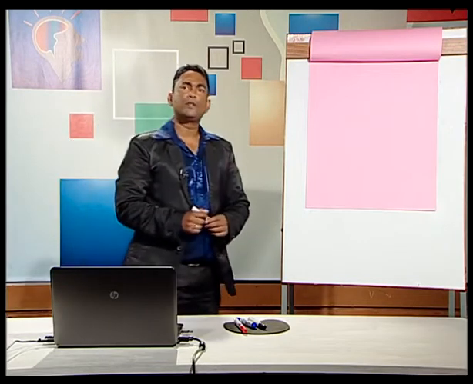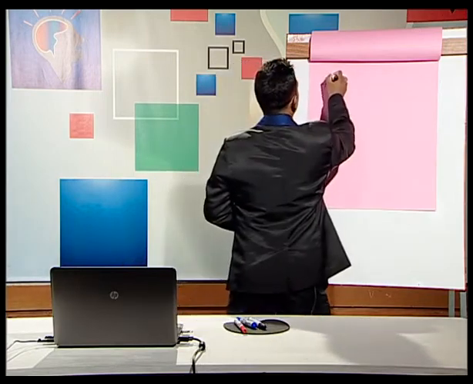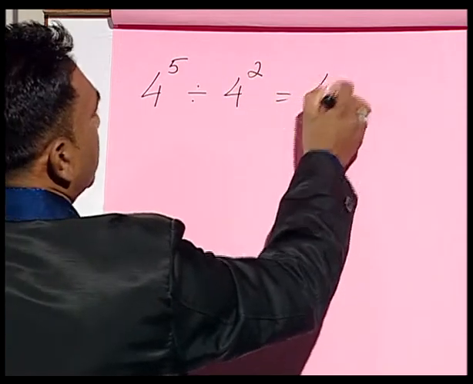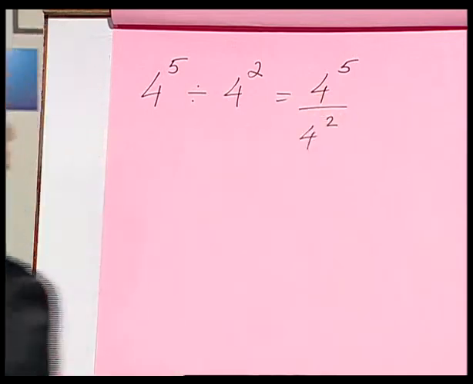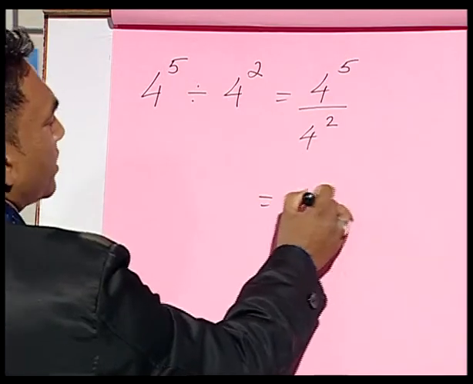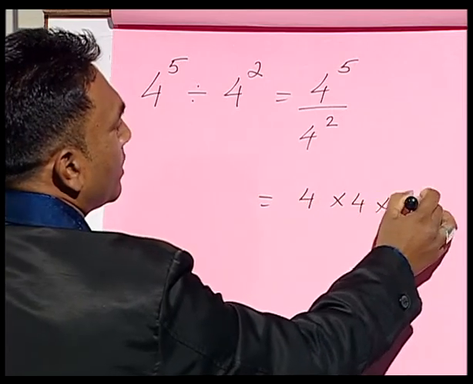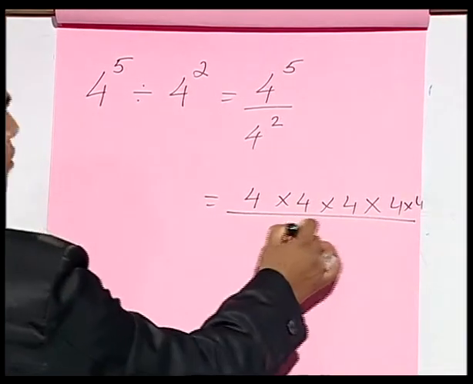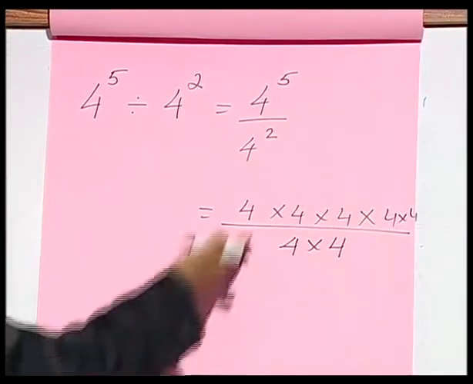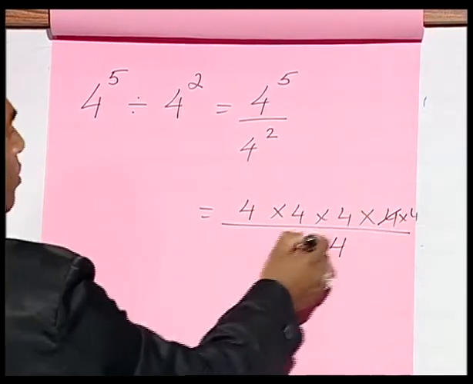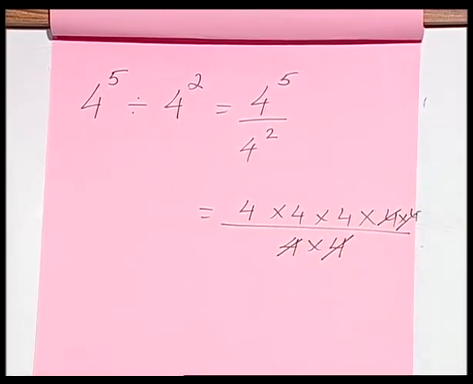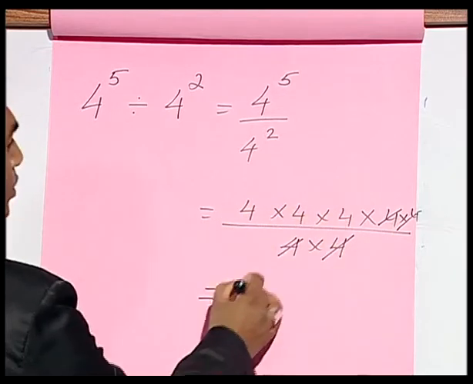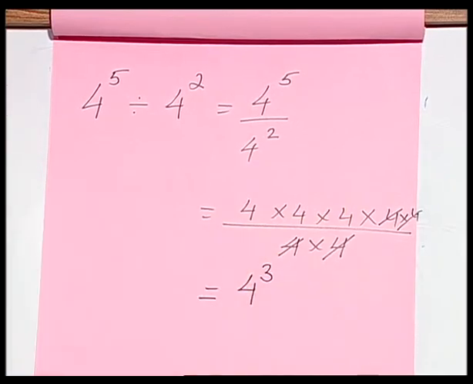Now consider the following situation. 4 power 5 divided by 4 power 2. Of course, we can write the division like this. 4 raised to the power of 5 is 4 times 4 times 4 times 4 times 4 again. We are dividing it by 4 times 4. While performing division, we have this 4 and this 4 which get cancelled. We are left with 4 times 4 times 4, which is equal to 4 raised to the power of 3 in index form.